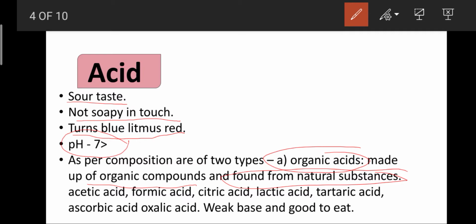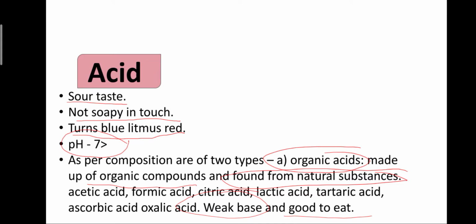A few examples of organic acids are acetic acid, formic acid, citric acid, tartaric acid, lactic acid, ascorbic acid or oxalic acid. They all are weak acids and they are good to eat, meaning we can eat them and they would not give any harmful effect to our body.